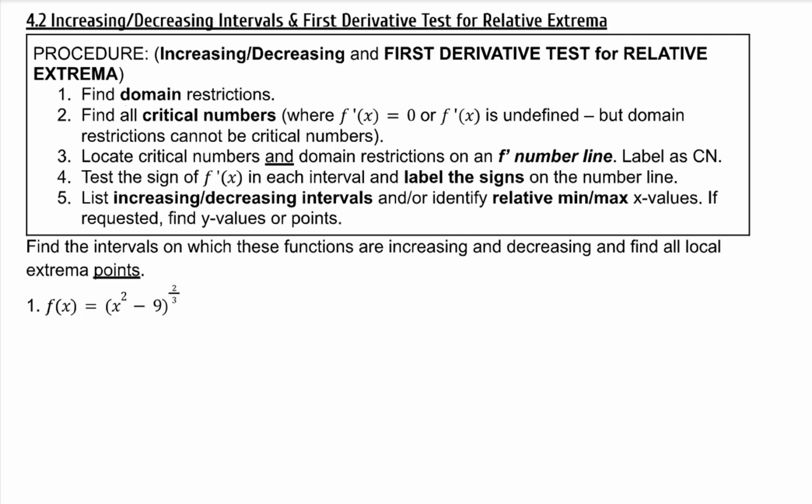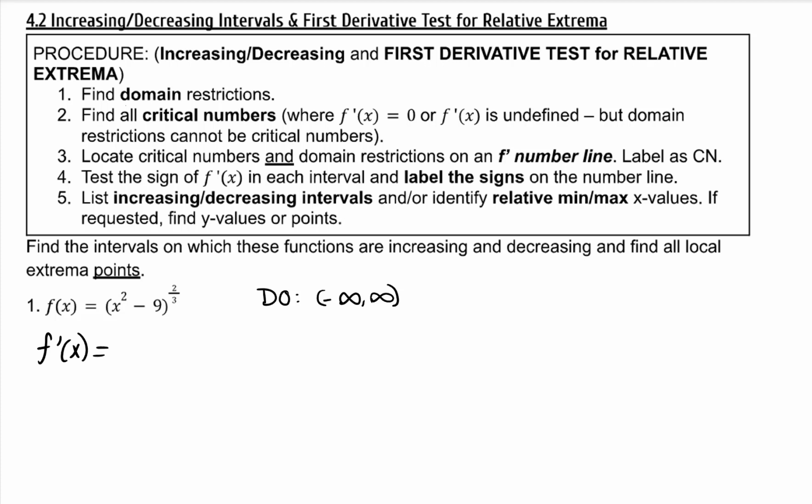A cube root function doesn't actually have any restrictions to its domain. Its derivative may have a restriction depending on if you have a vertical tangent, but we'll check when we get to the derivative. So the domain for this function is all real numbers, negative infinity up to infinity. Let's derive and find critical numbers.